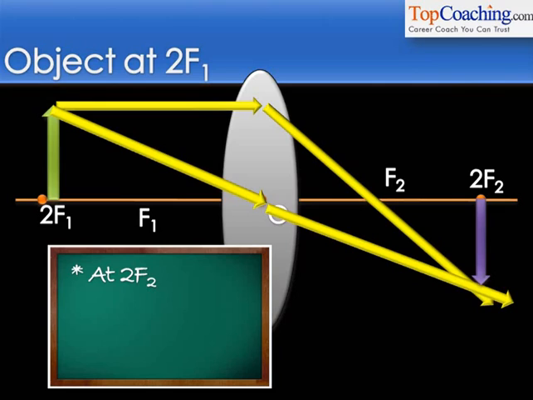So when the object is placed at 2f1, the image is actually formed at 2f2. This is something interesting and you have to remember it. You must also remember that the image is real because the rays meet. The image is of the same size. So the image is neither magnified nor is it diminished. It is of the same size. It is not enlarged. The image is also inverted. So when the object is placed at 2f1, a real inverted image of the same size is produced, and it is produced at 2f2. This is again an important fact that you must remember.